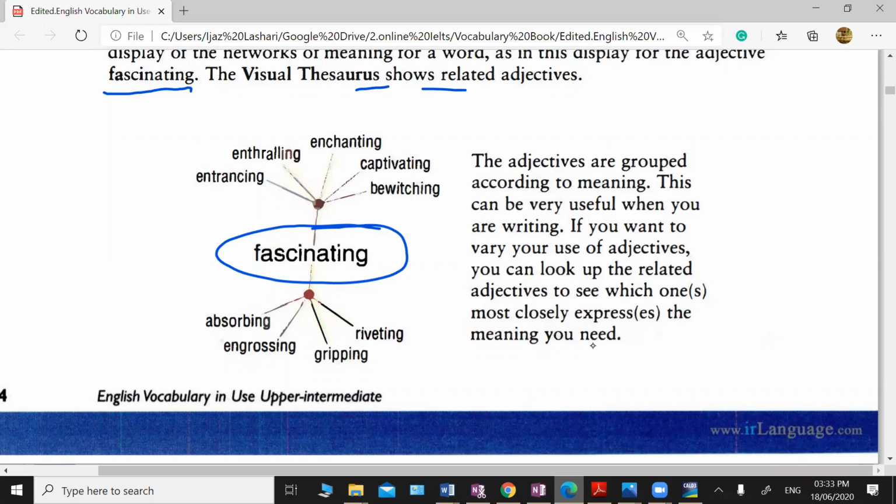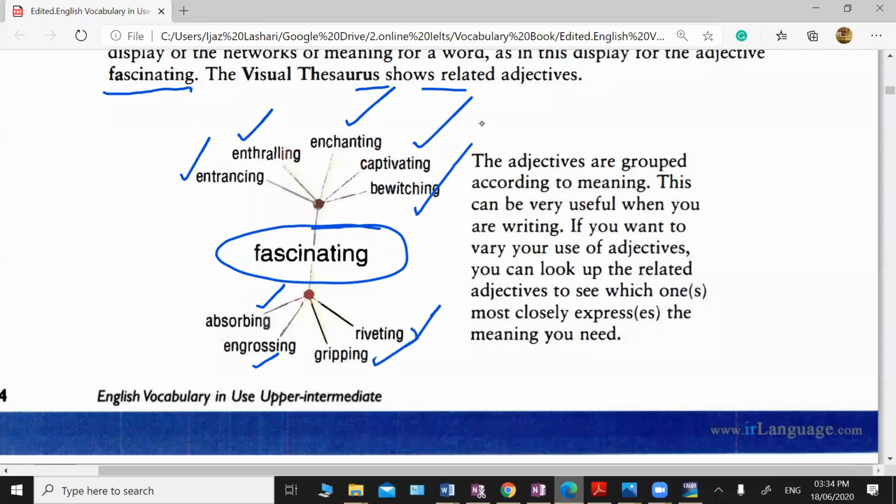But look at the word, instead of saying fascinating, you can say absorbing, you can say engrossing, you can say riveting, you can say gripping, you can say entrancing, you can say enthralling, enchanting, or captivating, bewitching. Beautiful words. So just saying fascinating again and again, you can use some other adjectives.